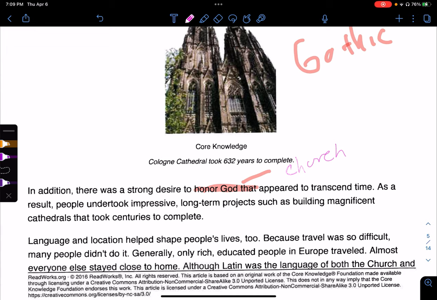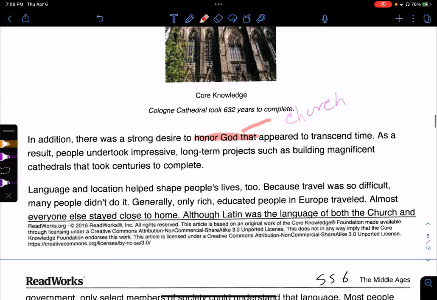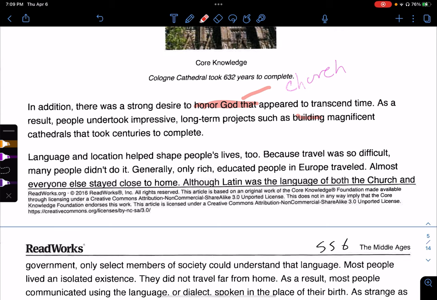And you'll see that in the Renaissance, the church is still very, very powerful, but people also begin to focus on other things as well, especially the classics, the classical period, right? I want you to remember that in the Renaissance, religion is still really important. But people also begin to focus on other things as well. But in the Middle Ages, the church is the big boss. In addition, there was a strong desire to honor God that appeared to transcend time. As a result, people understood impressive long-term projects such as building magnificent cathedrals that took centuries to complete.